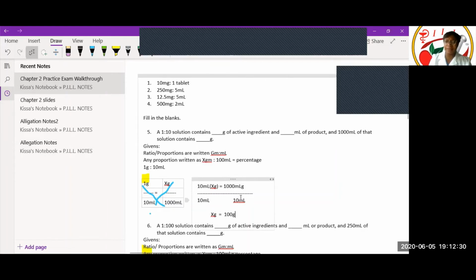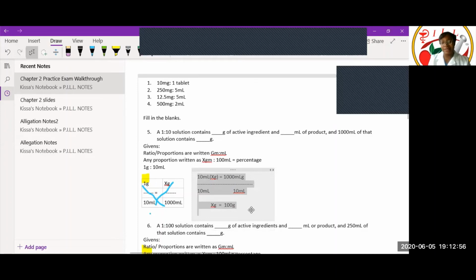Does that make sense? And so our answer to our second question within this problem is a solution that contains 1,000 milliliters will have 100 grams of active ingredient per 1,000 milliliters of solution. That is how you solve for that problem.